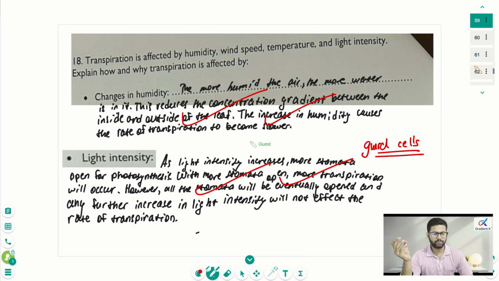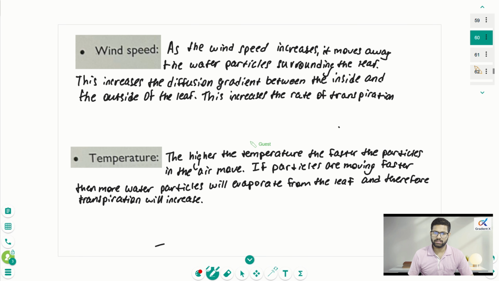For example, what you can say? The light causes stomata to open. You can write that the light causes stomata to open because you have written that as light intensity increases, more stomata open for photosynthesis, right? Just modify the sentence. Apart from that, everything is correct, and this entire answer is not wrong. Your answer is correct itself. Understood?